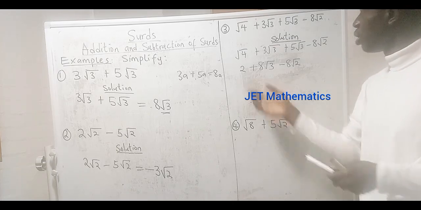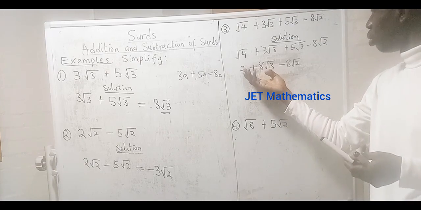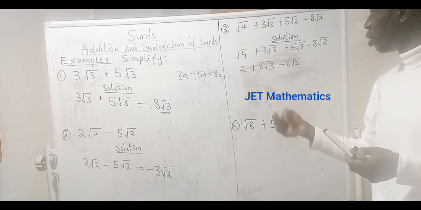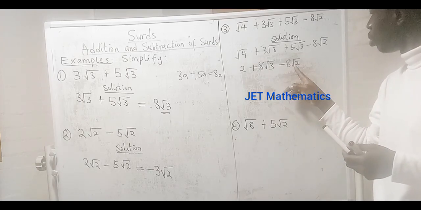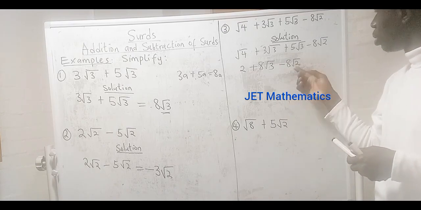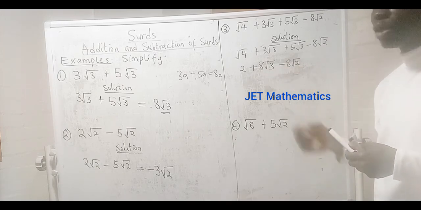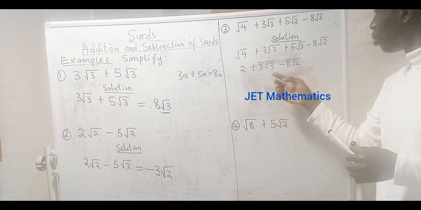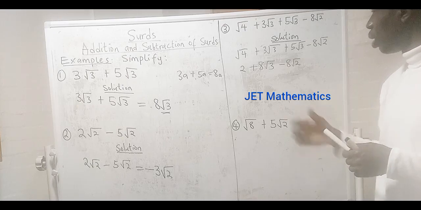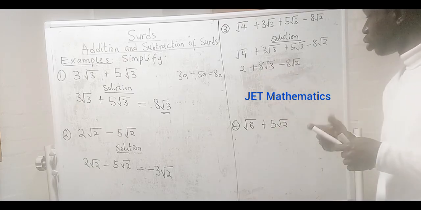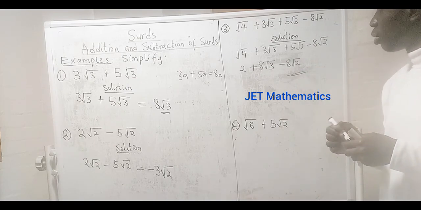Now when you look carefully, this is 2, a whole number. It's not a surd. And this is 8 root 2, a surd, and this also is a surd. But this surd and this surd are not similar, because here is root 3 and here is root 2. And so there's nothing we can do about this question. We'll stop there. There are no like terms there.